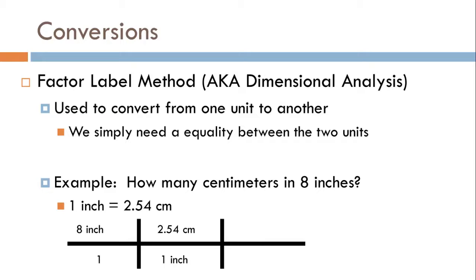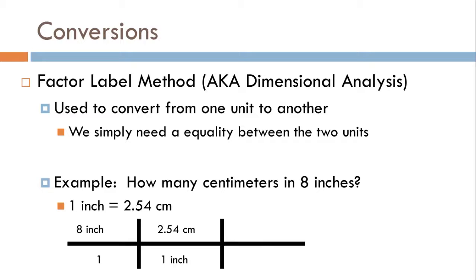Another way to convert is the factor label method. You'll also hear this called dimensional analysis. This is used to convert from one unit to another. The only thing I really need is an equality between the two units. Now let's check out this example here at the bottom. Don't let that crisscross fool you.